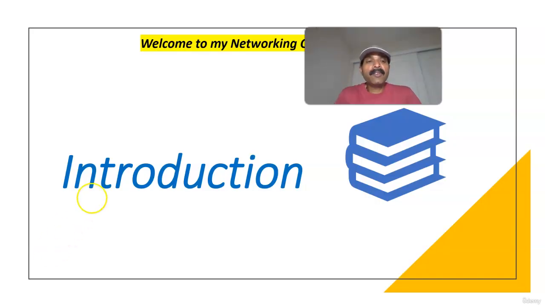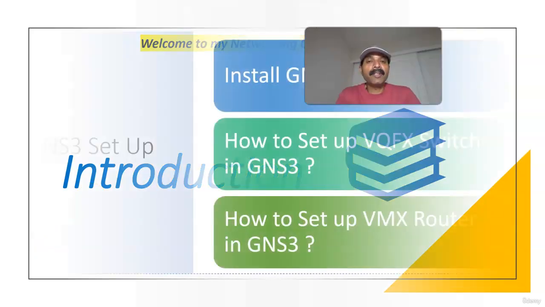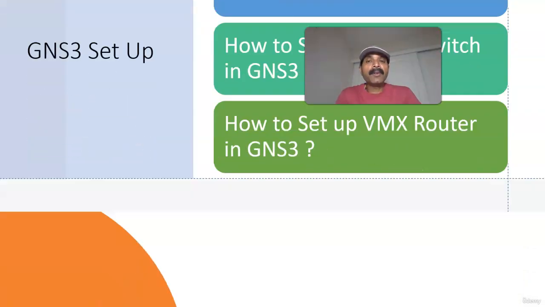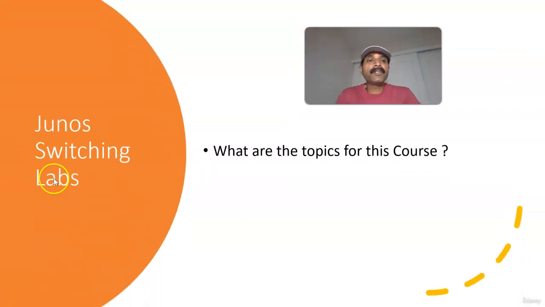Before that, first and foremost, we have to get the setup ready. First you have to install GNS3, and for Juniper switching you should know how to set up the VQFX switch. I have covered all these topics in this course. You should also know how to set up the VMX router. The VMX router supports all the routing capabilities, and the VQFX switch supports all the switching capabilities, like configuring VLANs and integrated routing and bridging. All those things you should know, and I have covered them in this course, along with the topics for these Junos switching labs.